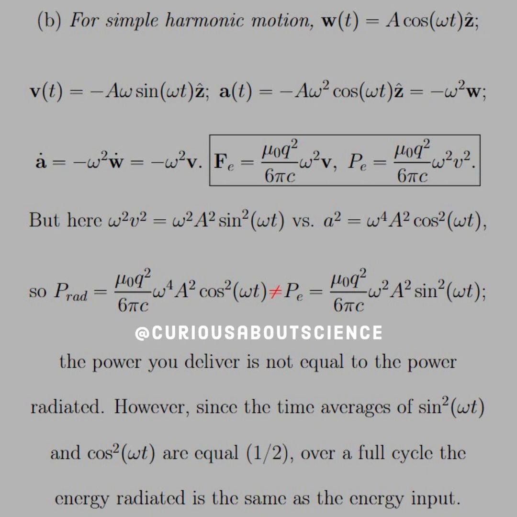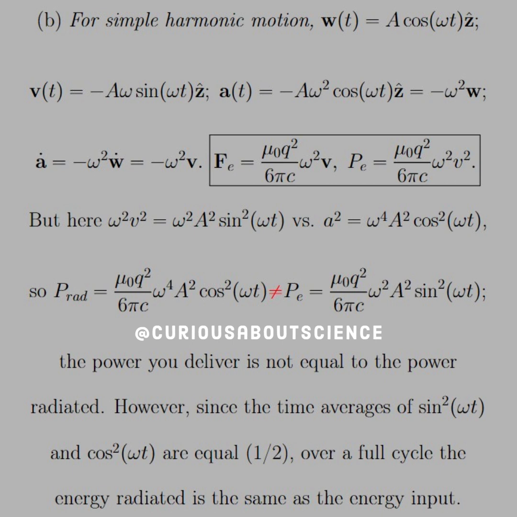Okay. Now, if we move the motion to something else, like the simple harmonic motion, where we're given w of t equal to A cosine omega t. Take the derivatives, of course. We see that v and a are such. a is equal to negative omega squared w. a dot is equal to negative omega squared w dot, which is equal to negative omega squared v. We saw that before. And so we see the reaction force, the additional force, and the power of the additional force.